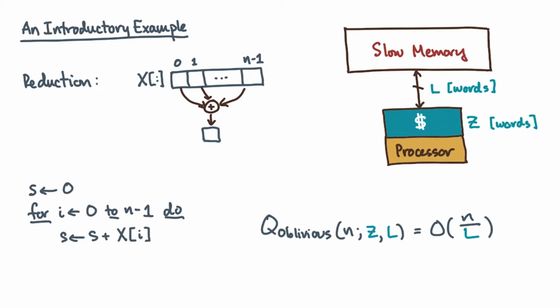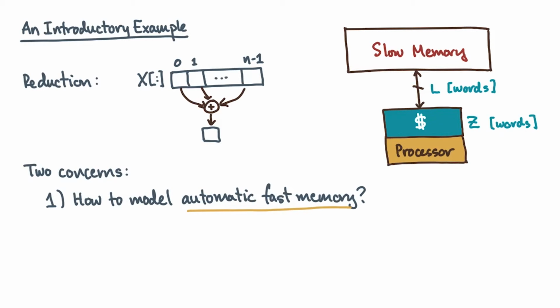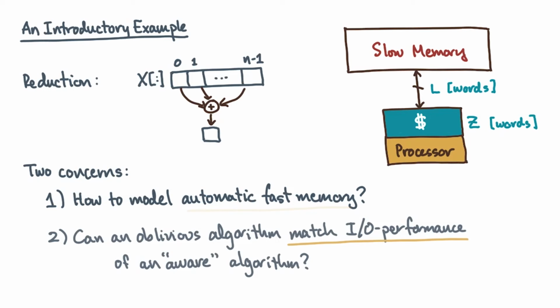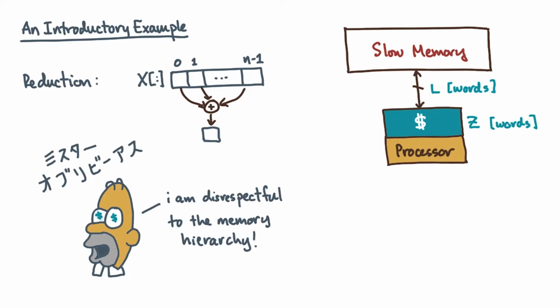This discussion points out two questions, which is what this lesson is all about. First, what should we assume about how the automatic system behaves? Secondly, can we create algorithms without Z or L parameters that nevertheless match the performance of algorithms that do use Z and L parameters? That's what we mean by oblivious. Though, of course, we mean it in a positive sense.